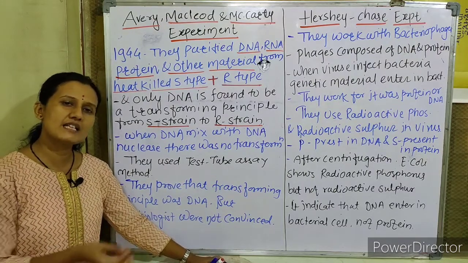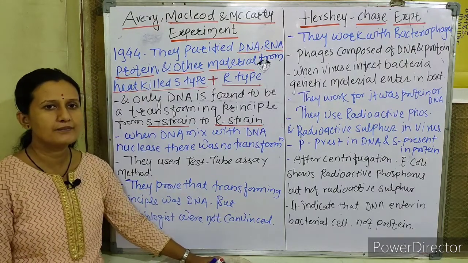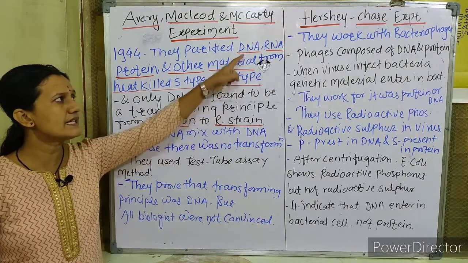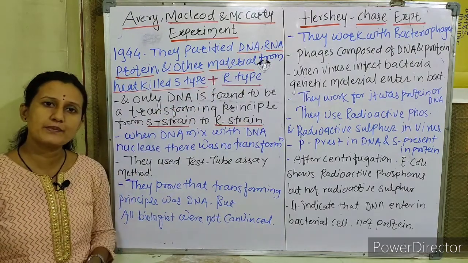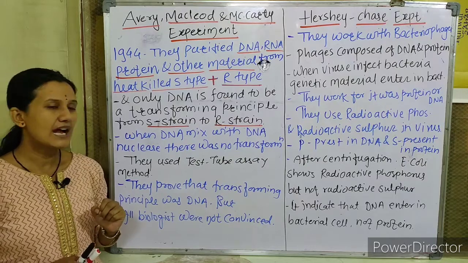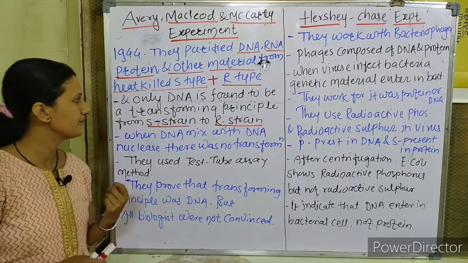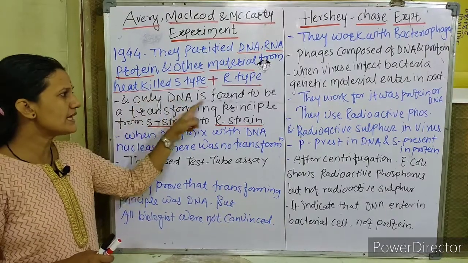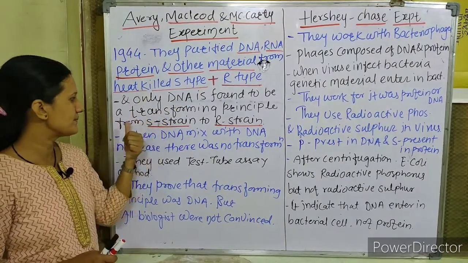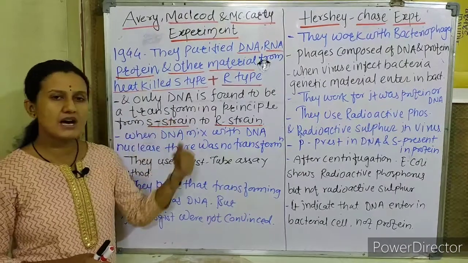What is exactly transferred from heat killed S type to R type? Only DNA is getting transformed from heat killed S type to R type, and R type becomes virulent, that is the plain S type. Then only DNA is found to be the transforming principle from S strain to R strain.